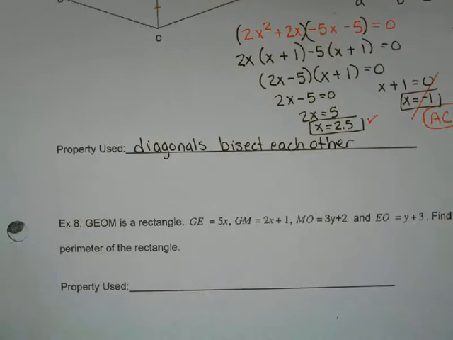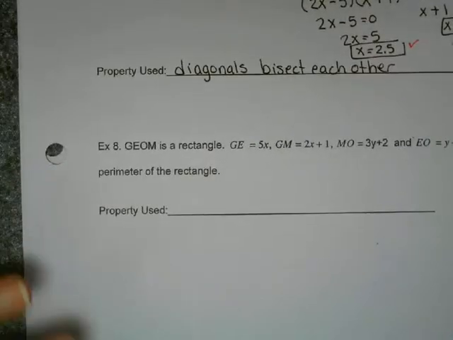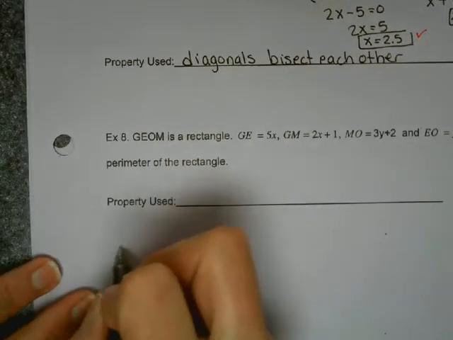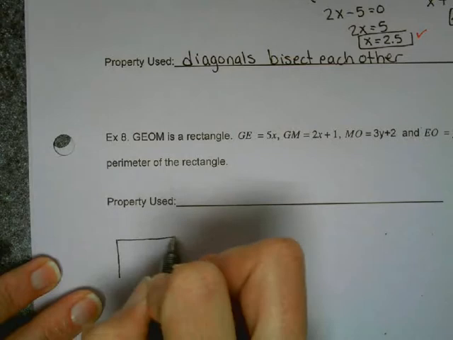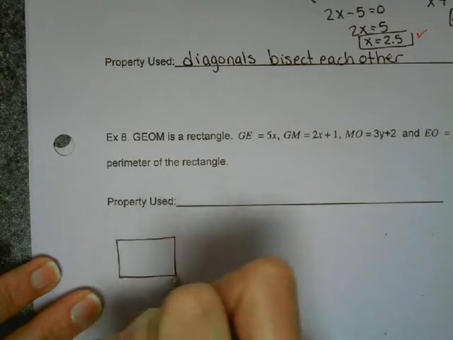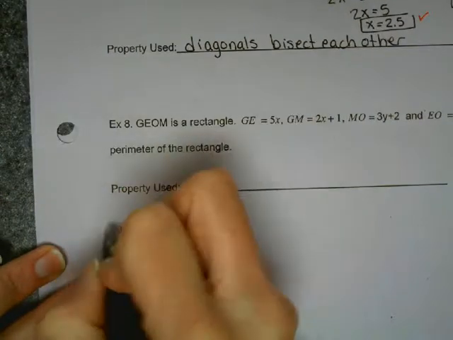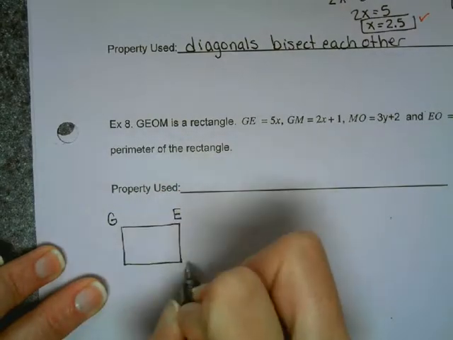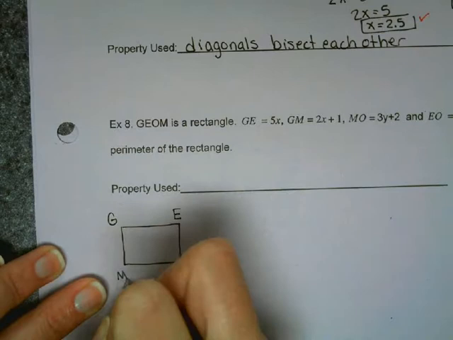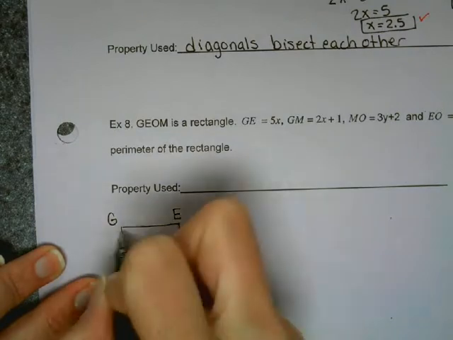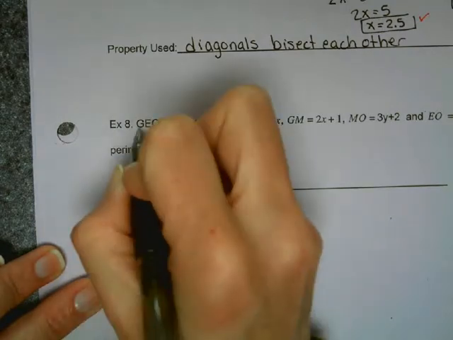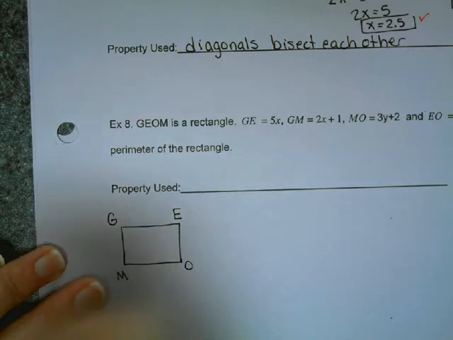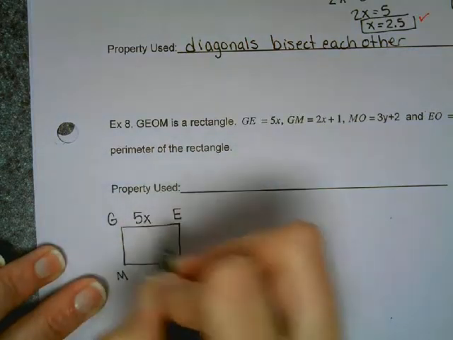Okay, the reason I put this next one on there without a picture is because if you're not given a picture, you need to be able to interpret the information. So it says GEOM. So when you're doing this, you draw a picture. Whatever corner you want to start on is fine, but if you start with the letter G here, and I go this way, this has to be E, this would have to be O, and this has to be M. You can't zigzag around your picture. You have to go around the outside in the order that the letters are in.